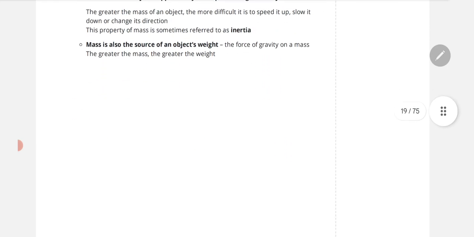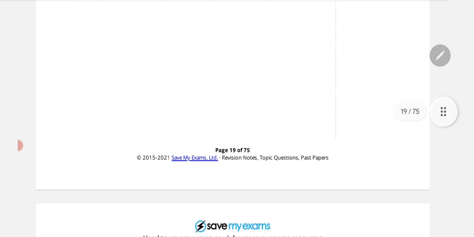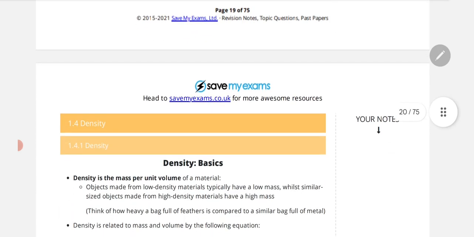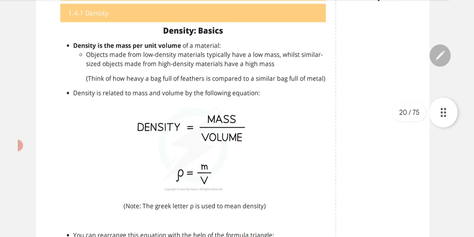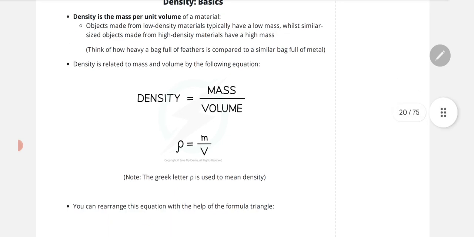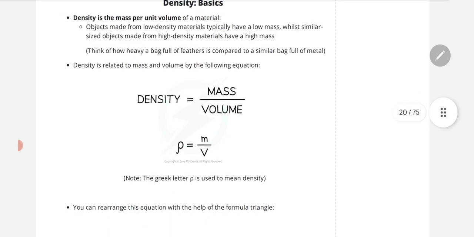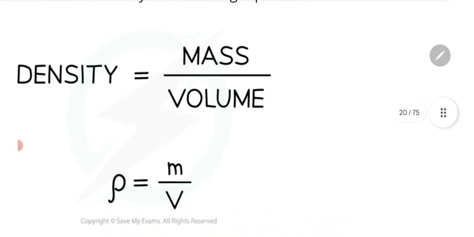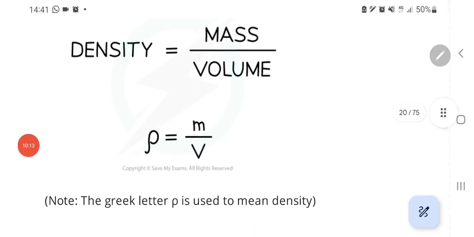So mass remains constant, but weight will not be constant. It depends on g, where the gravitational field strength is greater, the weight will be greater. Where the gravitational field strength is less, the weight will be less. Density depends on the mass and volume. So you can easily find the density of an object by memorizing this formula: mass over volume is very important.